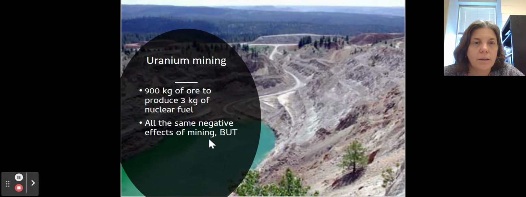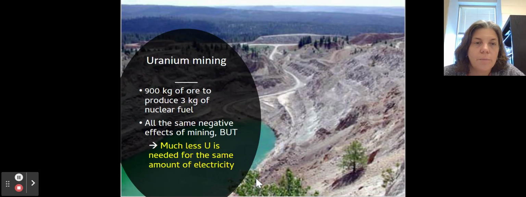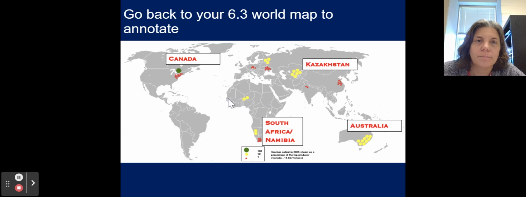So we have all the same negative effects of mining that we have with mining coal or mining anything else, but much less uranium is needed for the same amount of electricity. So if you think about it, we do have to mine it, but we don't need quite as much as we do of coal. So maybe the impacts would be a little bit lessened.